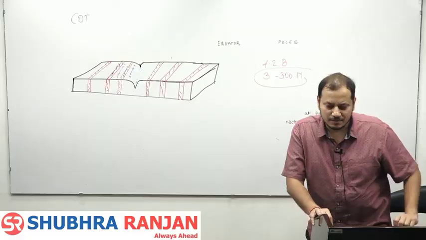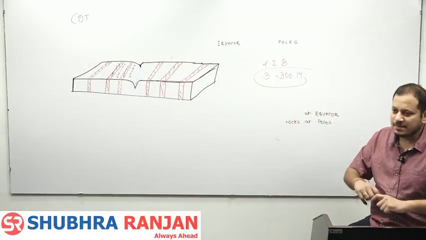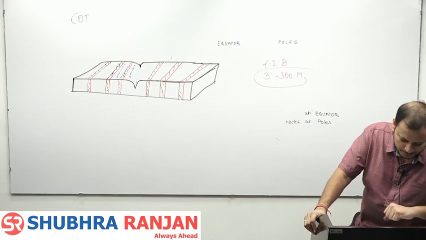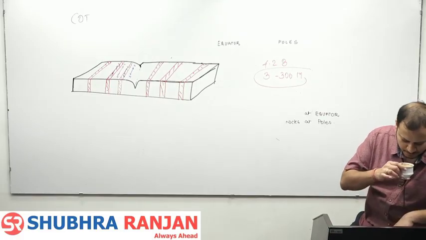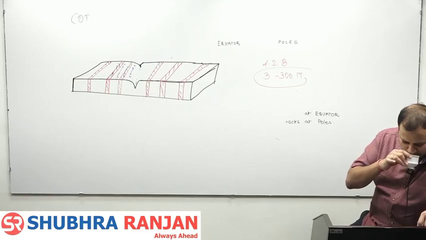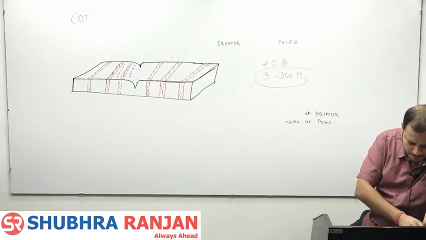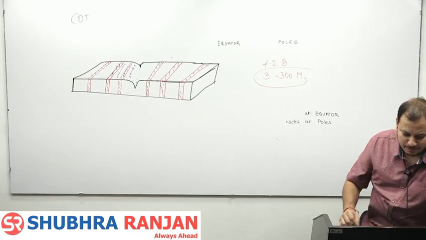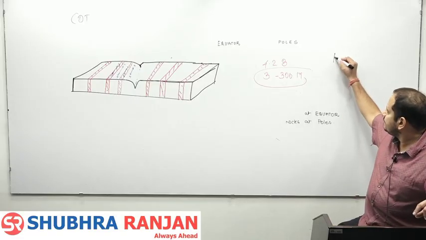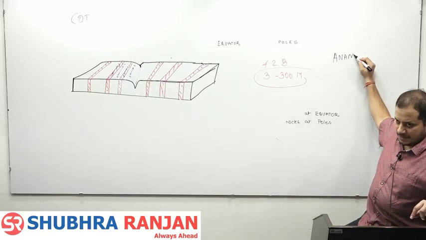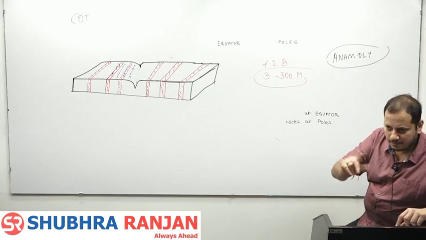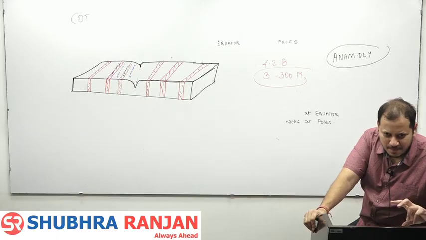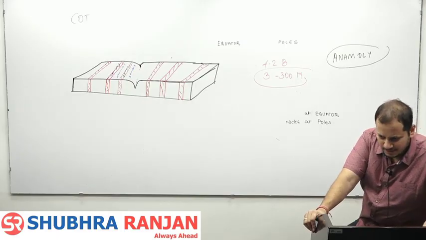Similarly, why I made you explain? Because of this line. Similarly, the study of oceanic crust also reveals that there is magnetic anomaly. Anomaly means mismatch. Magnetic anomaly on the oceanic crust.